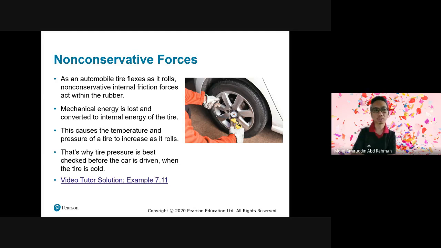This is the reason why you need to check the tire when it is cold, because there is less frictional force acting within the rubber. When the tire is cold, there is less friction acting on the tire, because this friction is actually the force that is non-conservative. All right. So we look at another example.